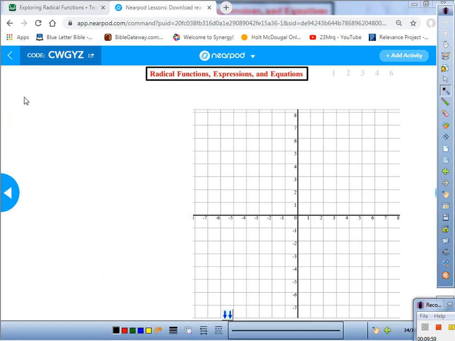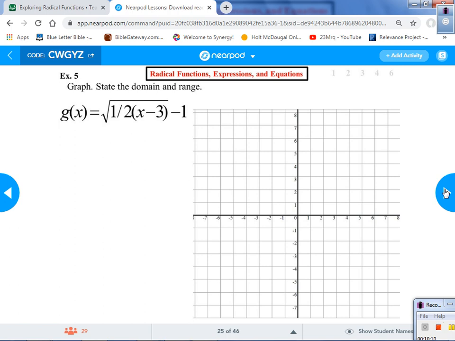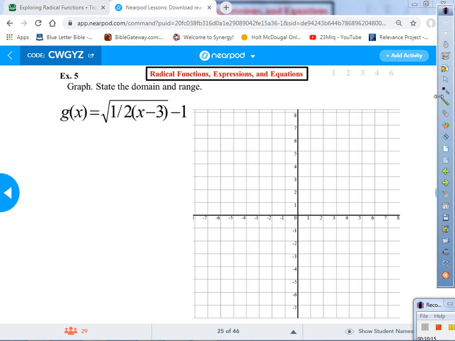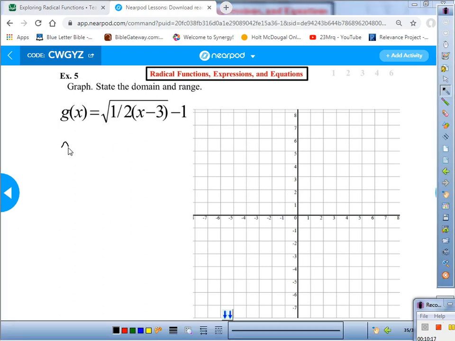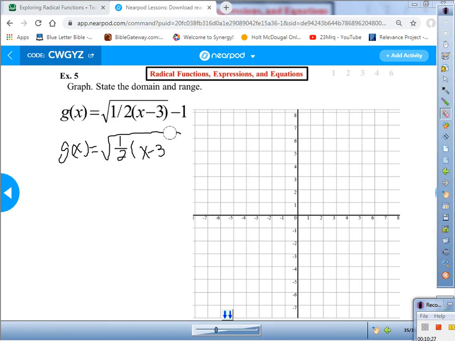Turn your paper over, and I'm going to give you a function. Let me just forward this really quick. This one, Example 5. It says graph and state the domain and range. We have g(x) equals the square root of 1/2 (x - 3), and then outside the radical, we have -1.